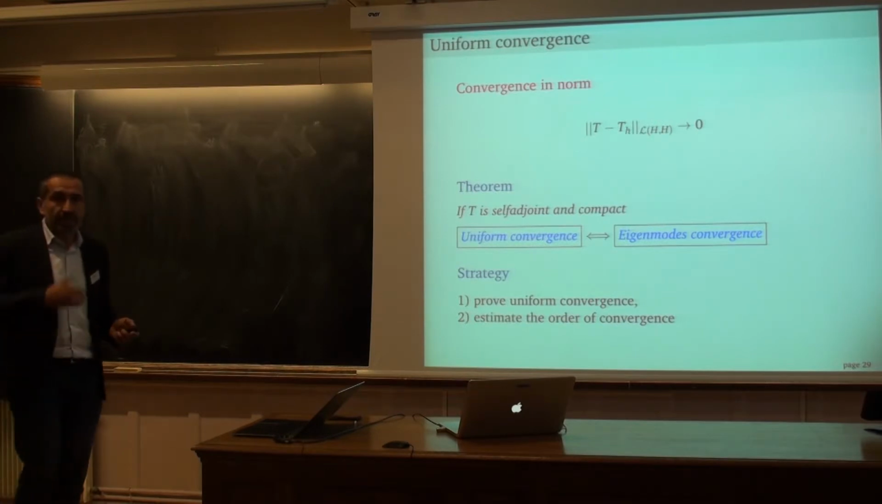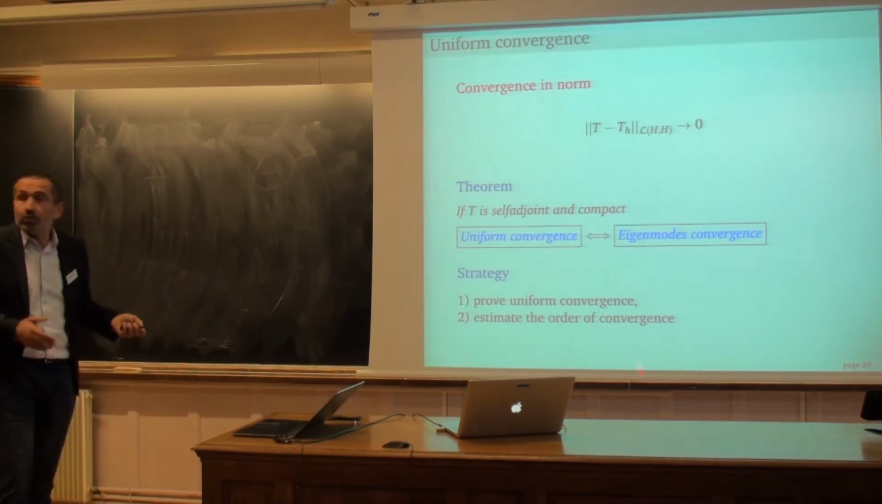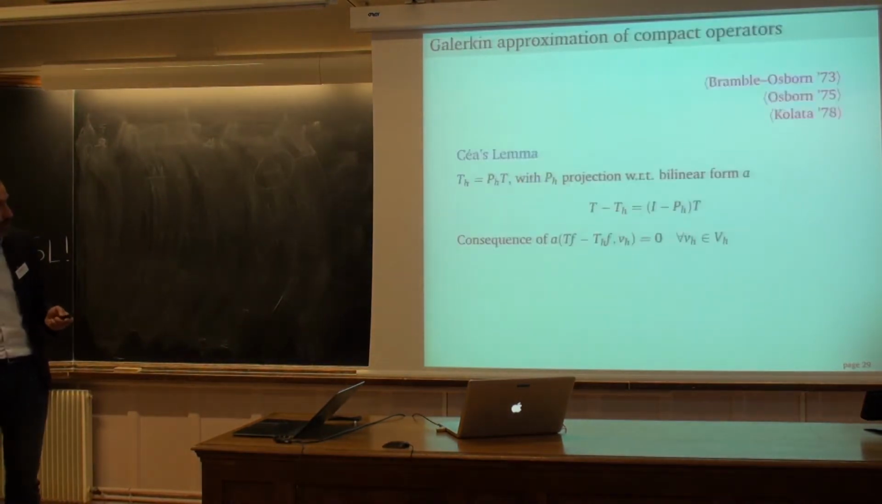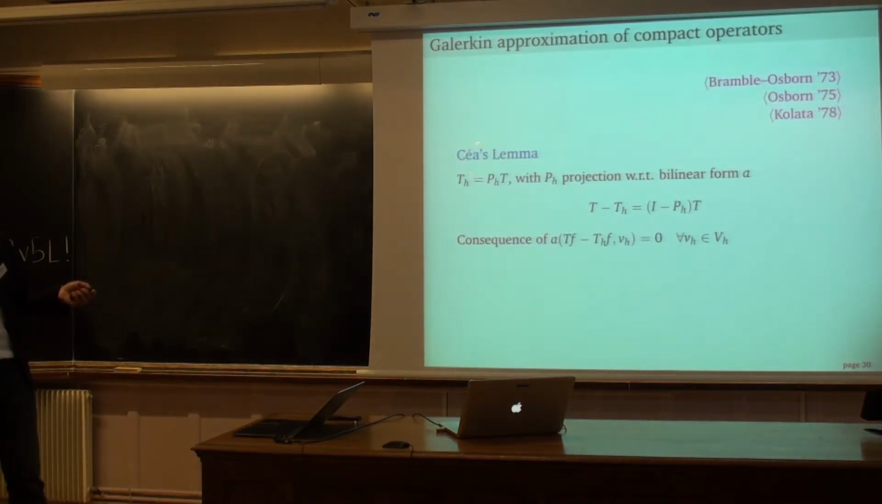And so in general, the strategy would be, first, you prove this uniform convergence. So you have that you have convergence. And then you want to estimate how fast. And then you have to estimate the order of convergence. And in order to estimate the order of convergence, well, first, this is the tool that you usually use in order to prove the uniform convergence.